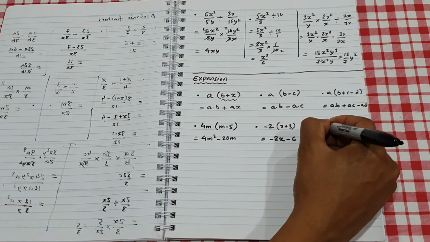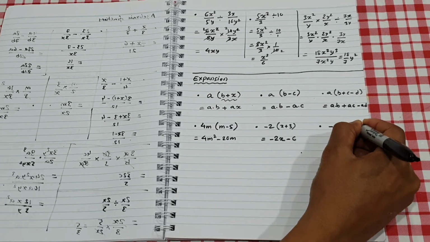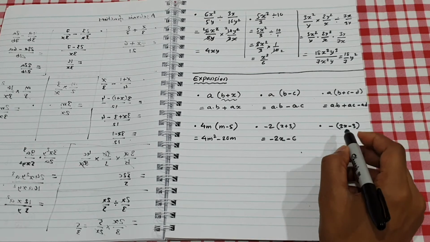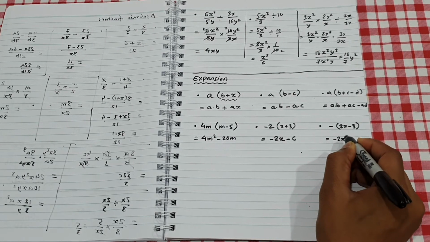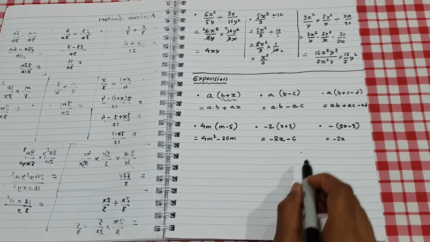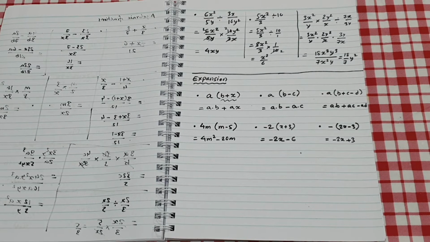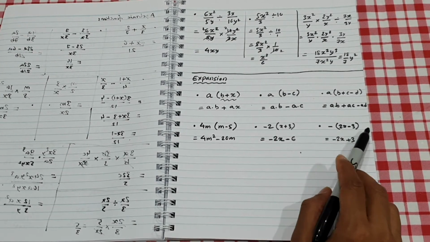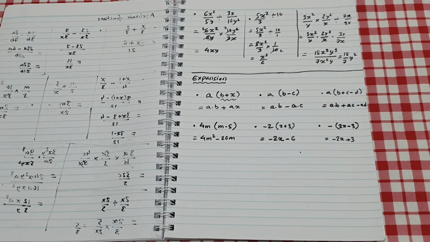Now, sometimes people may get confused with things like this: minus (2x minus 3). When there is no number but just a minus, essentially it is minus 1. So to expand this, minus times 2x is minus 2x. This minus is basically minus 1, so minus 1 times minus 3 is plus 3. That would be your answer. If there is no number but only a sign and you have to open this bracket, you have to assume this number is minus 1.